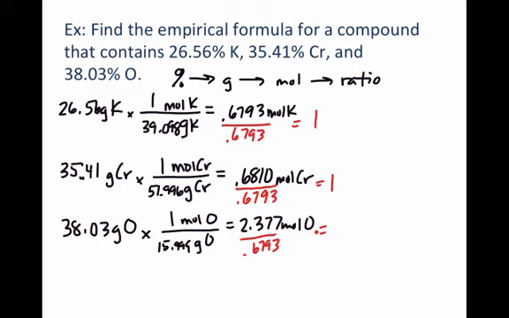And then the last one, I get 3.499, which I'm going to round to 3.5. Now, let me pause here and talk to you a little bit about the rounding.